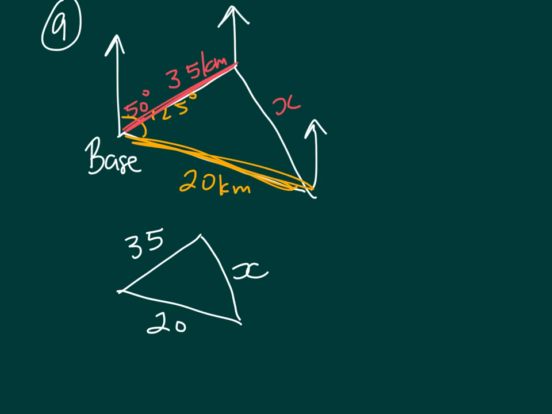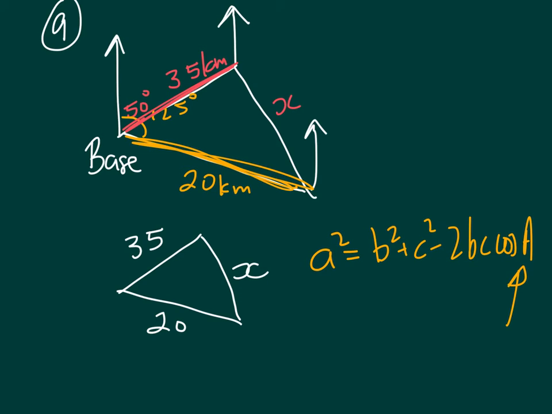Looking at that, when you see a diagram that's got two sides, here and here, and you're trying to find the third one, that tells me it's a cosine rule question. So I'm going to use a squared equals b squared plus c squared minus 2bc cos A. The important thing here is that we need cos A, we need the angle. So we need to know what this little angle here is.